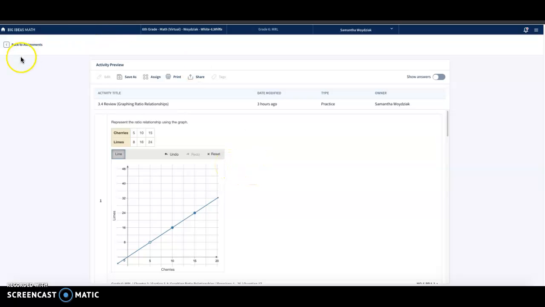So check your answer. It should say it's good to go. If for some reason it says it's not, check to make sure it goes exactly through 0, 0, not over here, and then just make sure that you did cherries and then limes instead of vice versa.